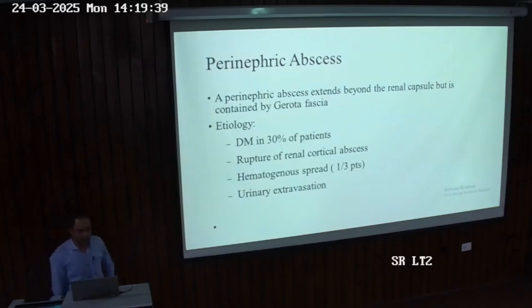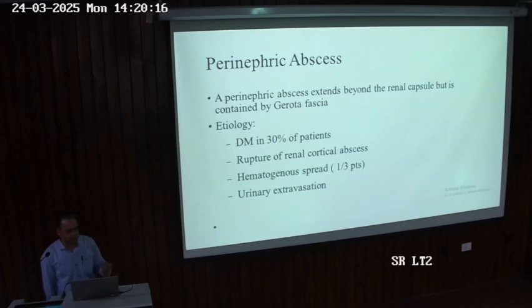So perinephric abscess is also seen usually in diabetics, in 30% of patients, usually because of a ruptured renal cortical abscess, and in one third of cases it is because of hematogenous spread, usually seen in IV drug abusers. In this hematogenous spread, the abscess usually shows gram positive bacteria on culture, or sometimes urinary extravasation. Infected urine extravasation leads to perinephric abscess formation. It is usually seen in a patient with an obstructive ureteric calculus.